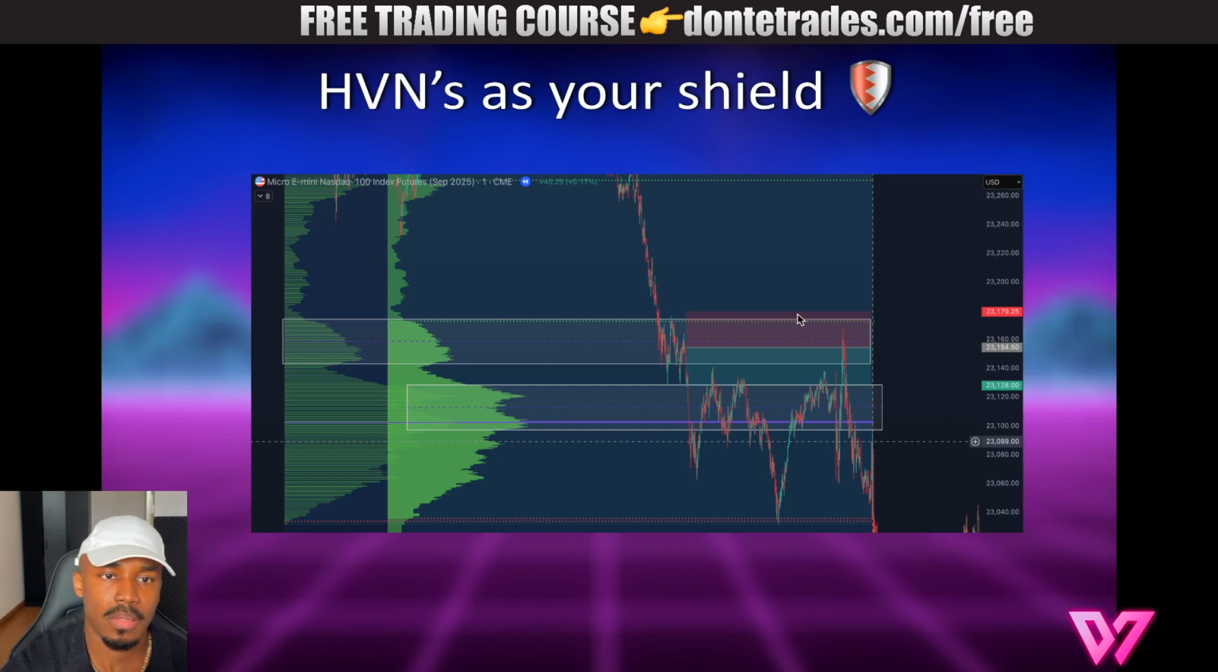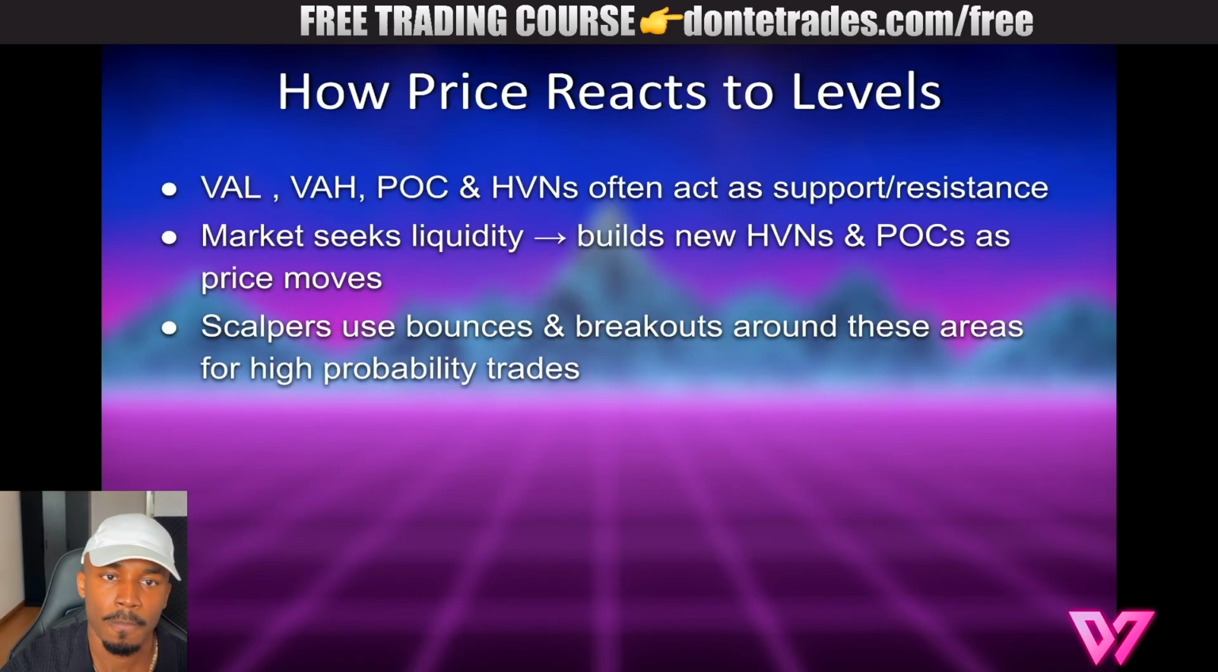So this is really how I look at when I'm going to be setting my stops and stuff like that. I always consider the high volume nodes and my shield, or the level of liquidity that I have on my side or in my trade that would have to be pushed through for the trade to fail. And the more liquidity, the more levels that you have to push through, the better, because that's just the harder it is going to be to stop your position out. So there you go. So how price reacts to these levels.